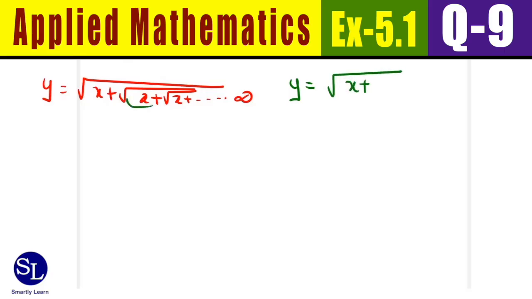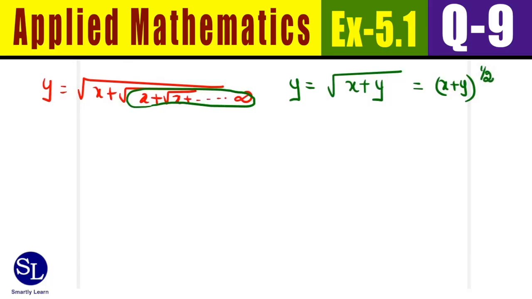Now this function looks like another y, right? Because it keeps going up to infinity. So I can simply write that y is equal to square root of x plus y. Now I'm also going to simplify this and write as (x plus y) the whole power half.